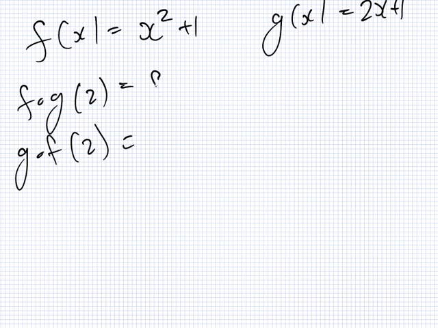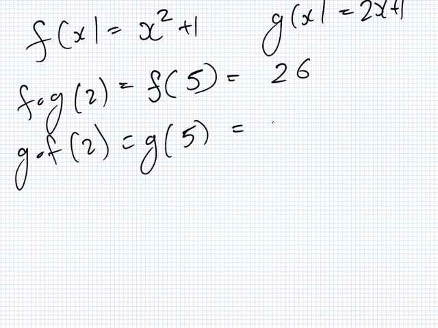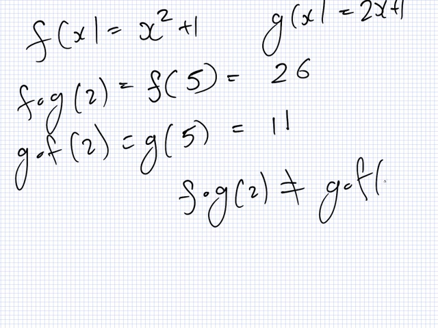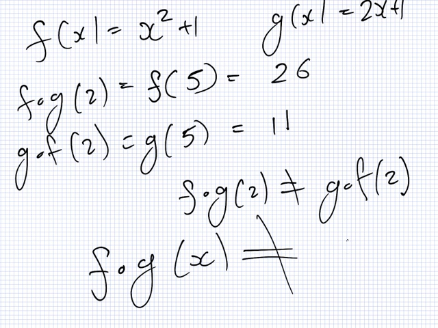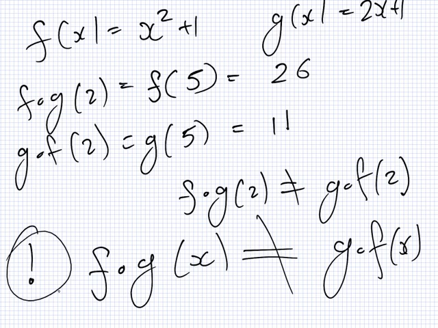So this is f of 5, and f of 5 is 26. And this is g of 5, and g of 5 is 11. So do you see how f of g of 2 is not the same thing as g of f of 2? In other words, the order is important. F composed g of x is not usually the same thing as g composed f of x. Please make note of that.